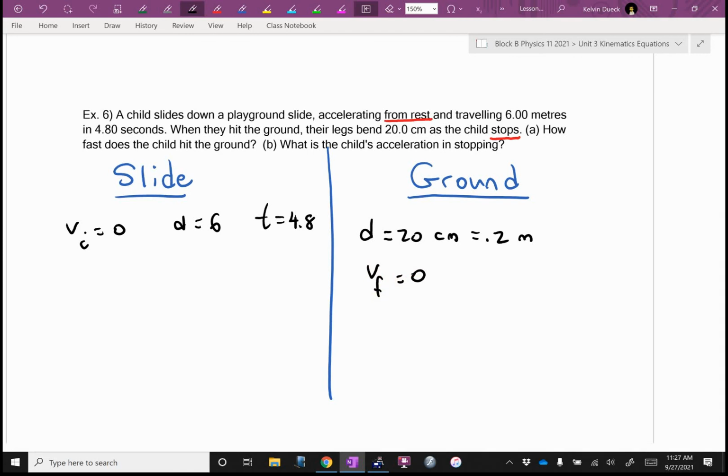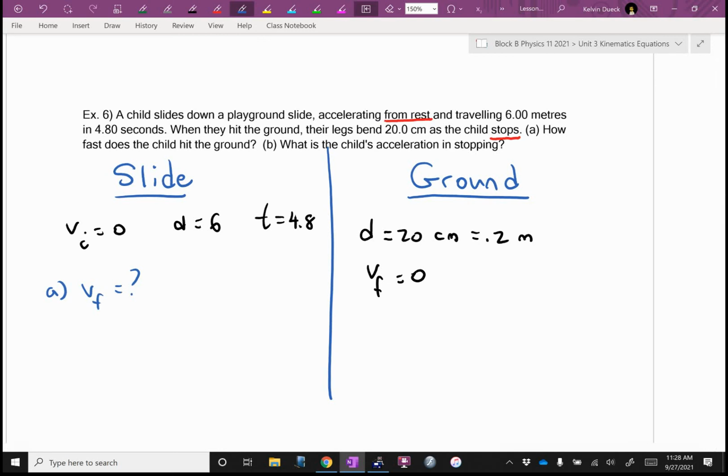What does A want me to find? How fast does the child hit the... What's that? I think B wants me to find acceleration. I don't think how fast is acceleration. What is how fast a measure of? It's velocity. Initial or final? Maybe it depends where. What would my hitting the ground velocity be over here? Initial or final? You know what? I think part A, even though it says hit the ground, it wants me to find V final at the bottom of the slide because that's how fast I hit the ground at.